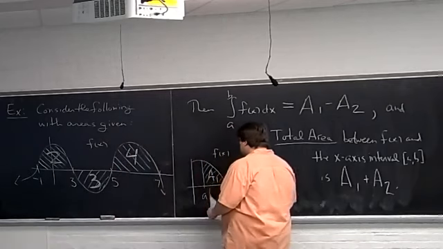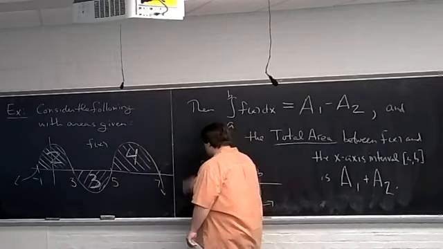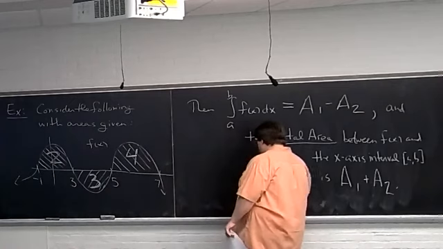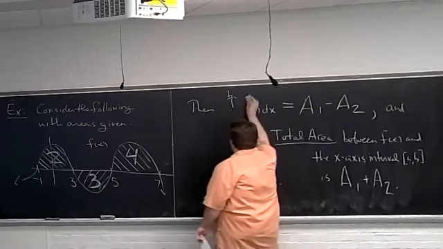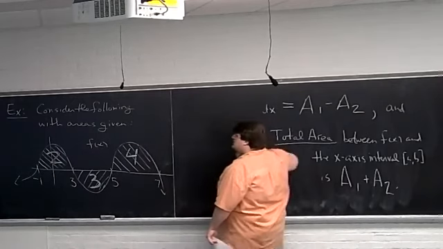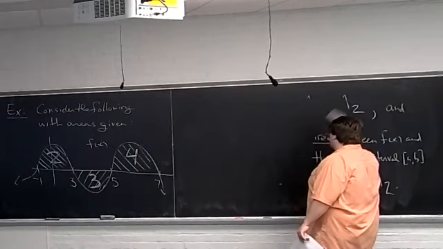First piece above the x-axis is area 2. Next piece below the x-axis from 3 to 5 is area 3. Last piece from 5 to 7 has area 4 and is above the x-axis. So here's what we're given. And let's find some integrals.